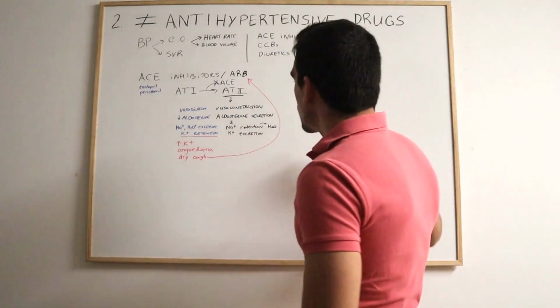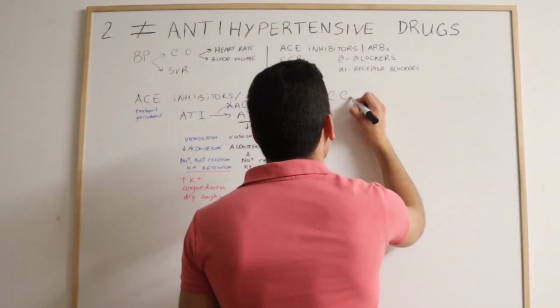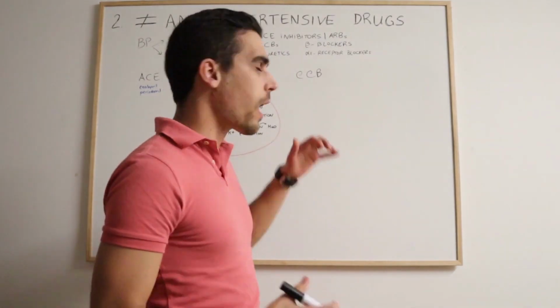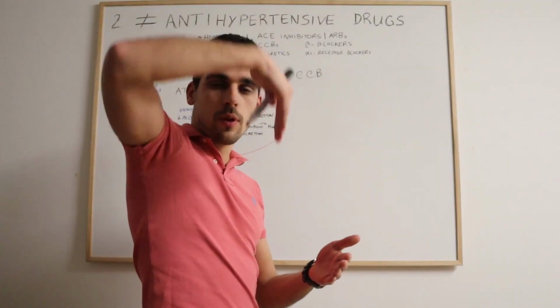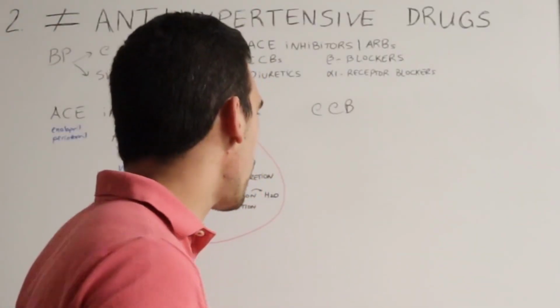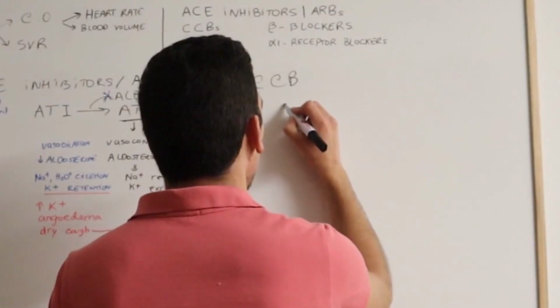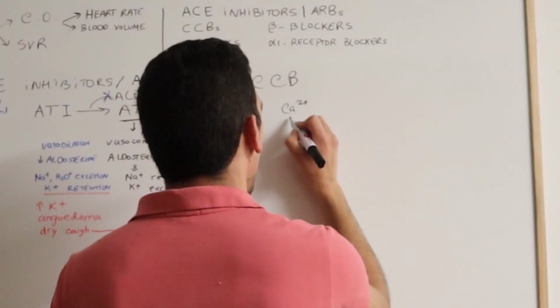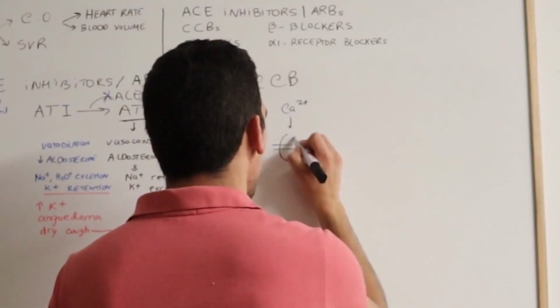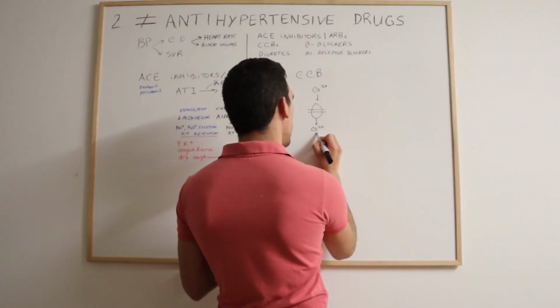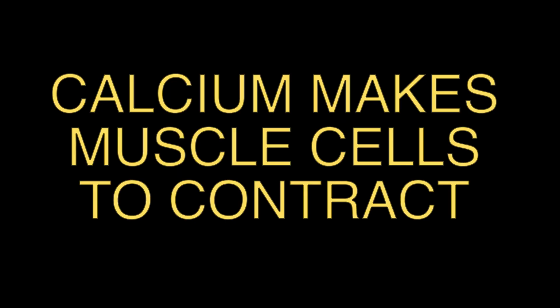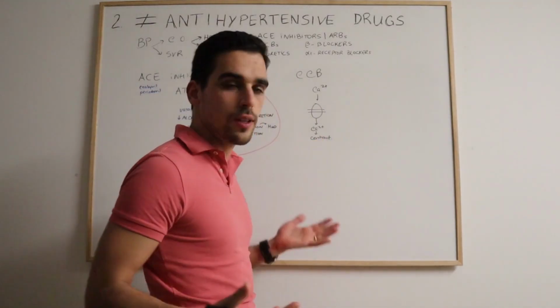The next class is the calcium channel blockers, so CCBs. So the calcium channel blockers, how do they act? They actually block the entrance of calcium through the calcium channel receptors. Normally the extracellular calcium goes into the cells through calcium channels, and once it enters the cells, it makes, for example, the muscle cells contract. That's pretty much what it does.